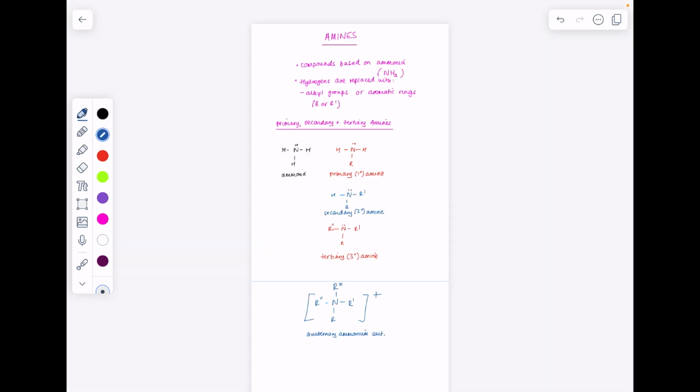To reiterate, amines we know are compounds based on ammonia, NH3, but the hydrogens in ammonia are replaced with either alkyl groups or aromatic rings. Our primary amine has a single R group attached, the secondary amine has two R groups attached, tertiary has three, and here's the structure of a quaternary ammonium salt.